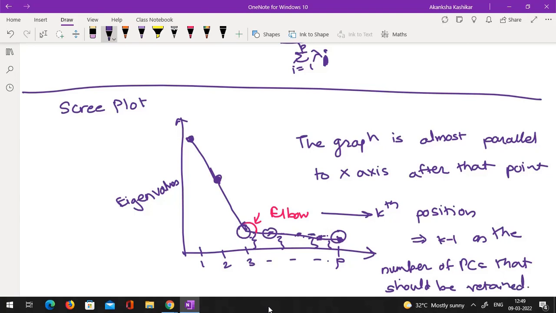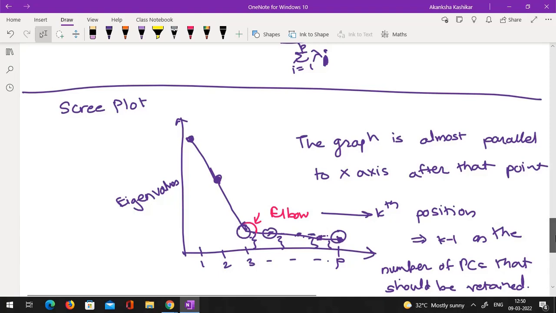Is it okay so far? This plot is known as the scree plot, and if you don't have domain knowledge, then you use the elbow in a scree plot to decide the number of PCs that should be retained in further analysis. If the elbow is at the kth position, then from the kth PC onwards everything is equally contributing and hence equally insignificant. So you take the first k minus 1 PCs. This is the scree plot to decide the number of PCs.